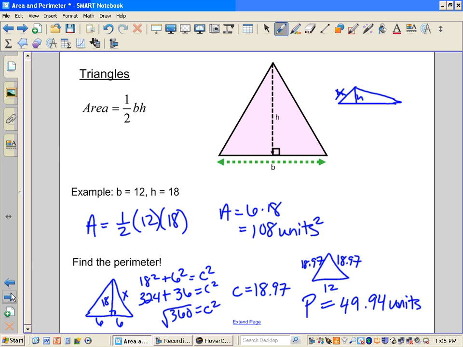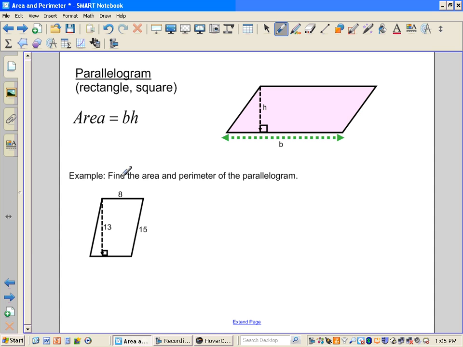All right, a couple special examples. Oh, just kidding, we're still talking about parallelograms. In a parallelogram, same thing, same area formula you would use as with a rectangle or a square, okay? But if you have a rectangle or square, you don't have to worry about making sure that the height is perpendicular to the base. That's already true about a rectangle and square.